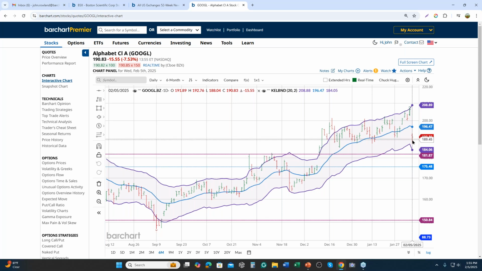Yeah, we actually have a spread position in Google, and we did not get stopped out. We still have a profit on it, but we trade an in the money spread. I forget exactly which strike we sold, but we have a spread position on Google, and we're still ahead on that one.